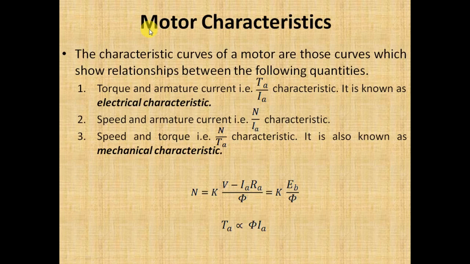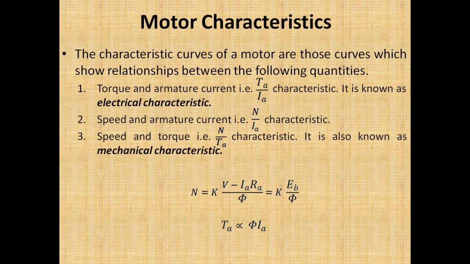Basically, the motor characteristics are classified into three. They are actually torque versus armature current characteristics. It is also known as electrical characteristics. It is actually the armature torque versus armature current. The second characteristic is the speed versus armature current, and the third characteristic is speed versus armature torque. It is also said to be mechanical characteristics.